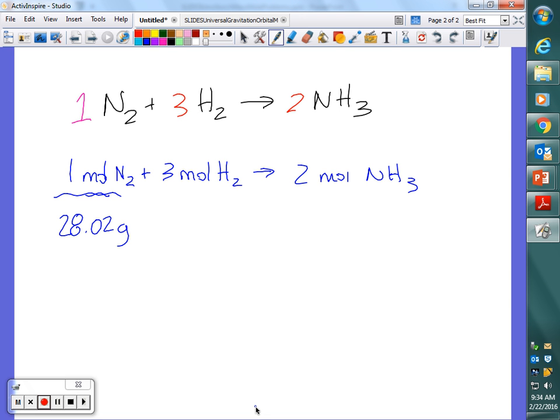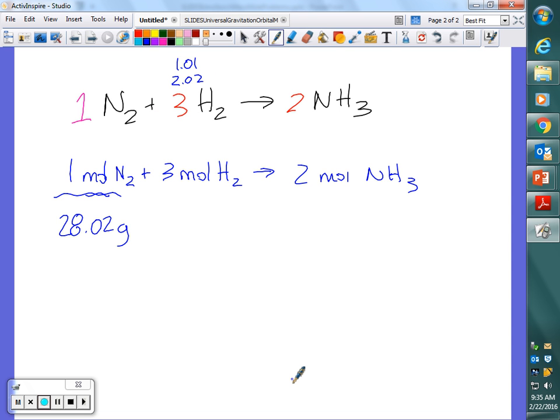All right, now, here comes the tricky part, okay? Let's do the same thing, but let's do it for hydrogen. So, how much does each hydrogen atom weigh? Or what would 1 mole of hydrogen atoms weigh? 1.01, right? Okay? So this is for 1 individual hydrogen. How much would 1 molecule of hydrogen weigh? 2.02. Okay?